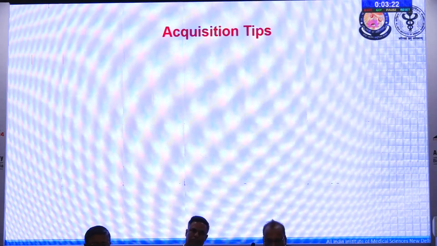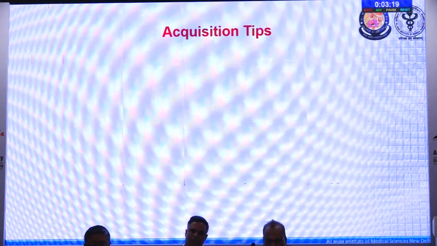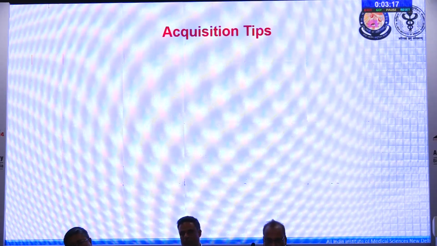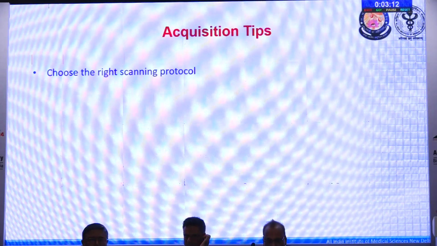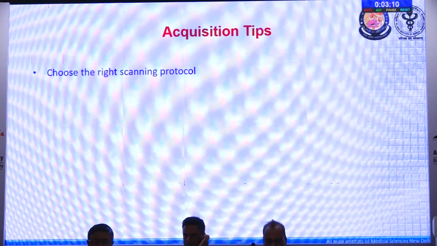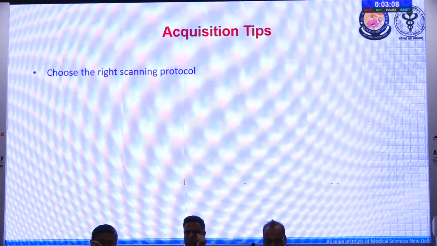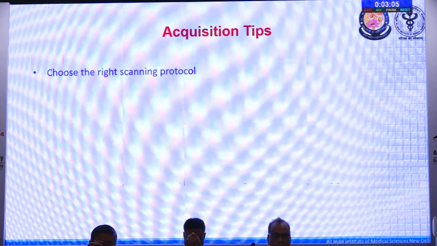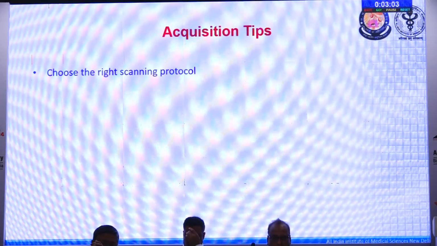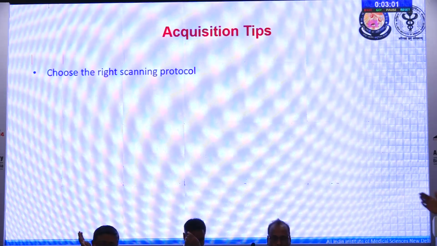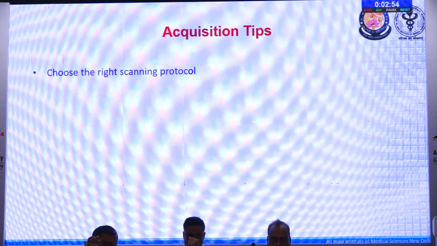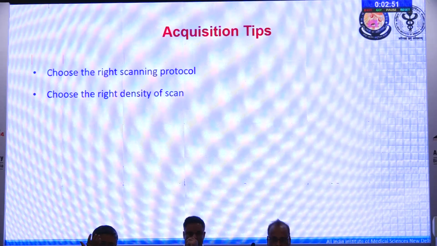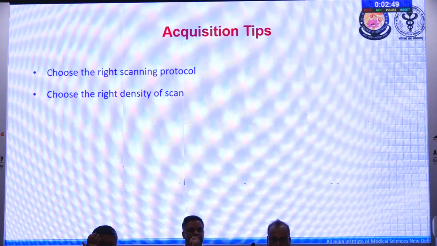So coming to certain tips in acquisition that you should know when you are acquiring an OCT imaging, you should know what scanning protocol you have to choose. So you should be aware that if I want to assess the macular thickness in a diabetic patient, then I need to get a macular thickness cube and not the line scan or the radial line scan or the raster line scans. So you should know what scanning protocol is to be chosen, and you should know the right density of the scans, whether you need a very denser scan or a wider scan.